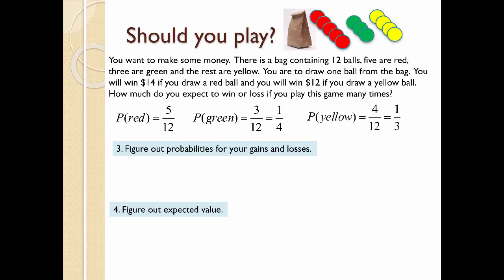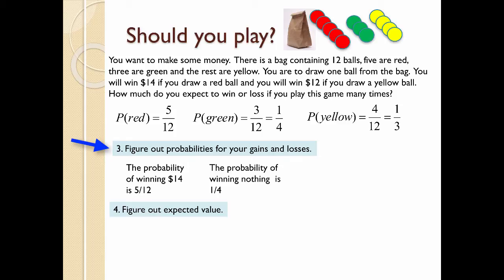The next step now is where we're going to take into account our money. So we're going to figure out the probabilities for our gains and our losses. The probability of winning $14 is 5/12. So remember, the probability of drawing a red ball was 5/12, and that's when you win that $14. Remember that when you draw that green ball, you get nothing. So the probability of winning nothing is 3/12, or 1 out of 4. And the probability of winning $12 is 1 out of 3.